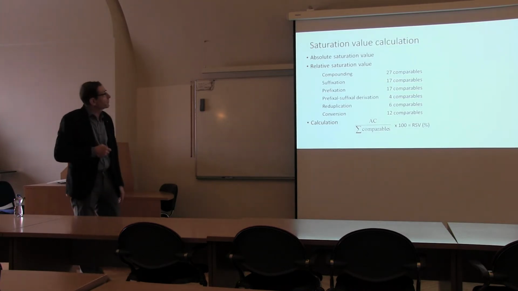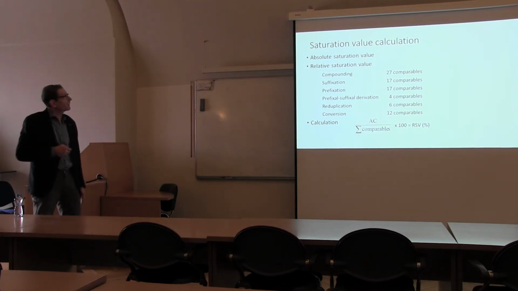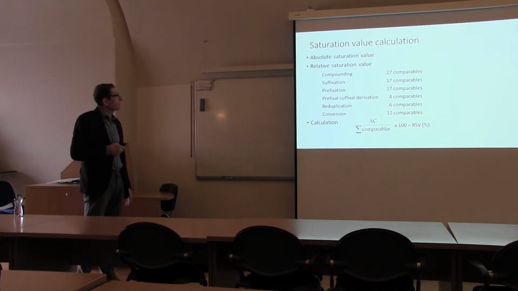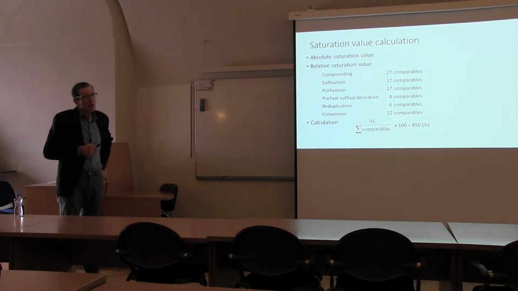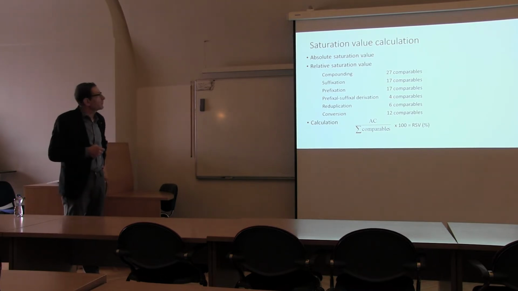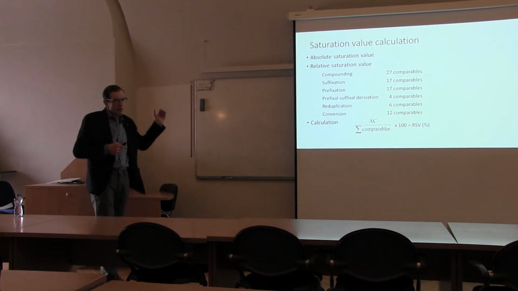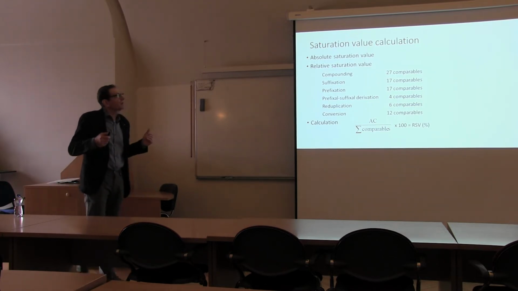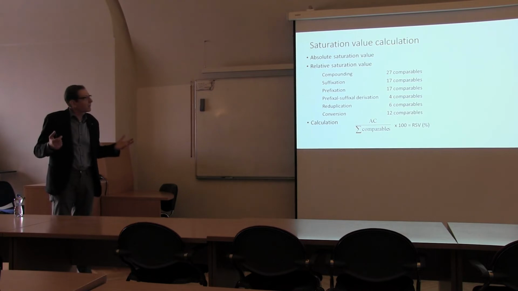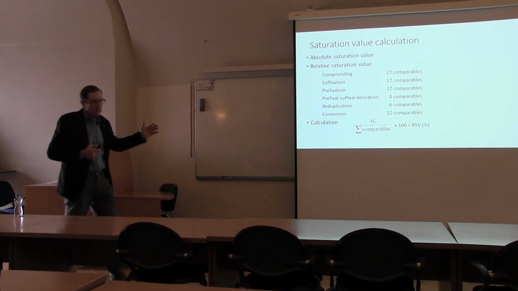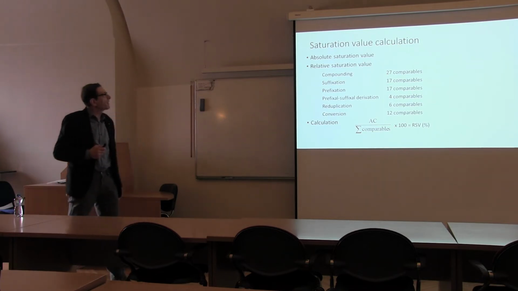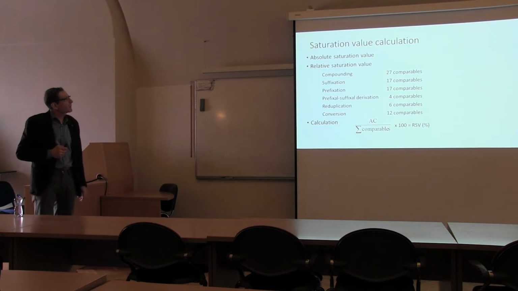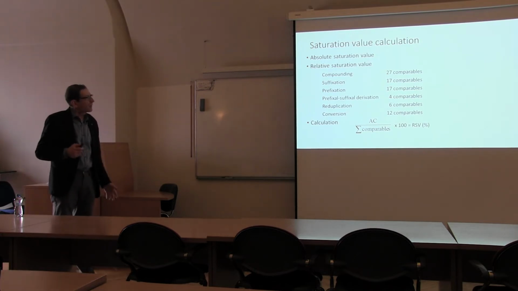We worked with two basic types of saturation value, absolute and relative. Absolute saturation value indicates how many comparables are employed by a particular word formation system in the formation of new words. So if you have 100 comparables, it is the availability of the system possibilities. And now if you count, for example, some languages make use of 35 features, comparables, so it is the absolute saturation value, very simple.